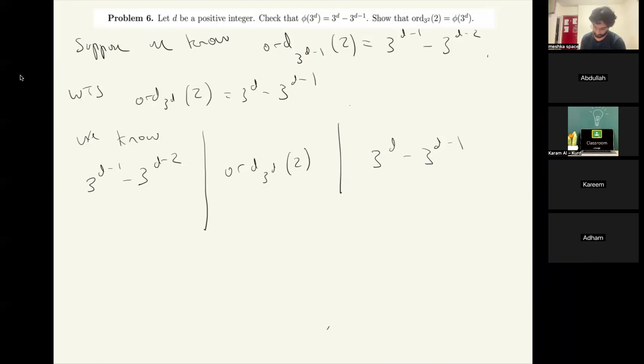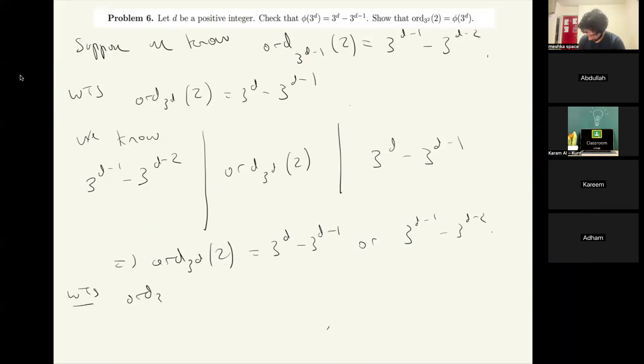So now what's the point? The point is these two things, what is the difference? They're just a factor of 3 apart. 3 is prime. So it tells us that the order is 3 to the d minus 3 to the d minus 1, or it's this other thing. So now we want to show that the order is not the other one, not the previous order. We want to show that it actually got bigger.